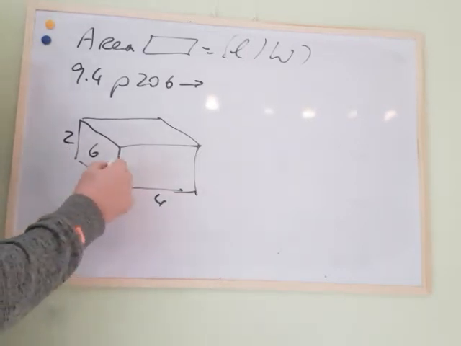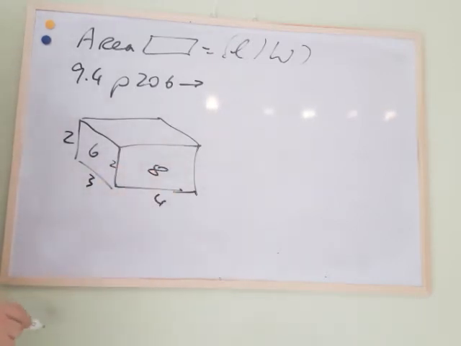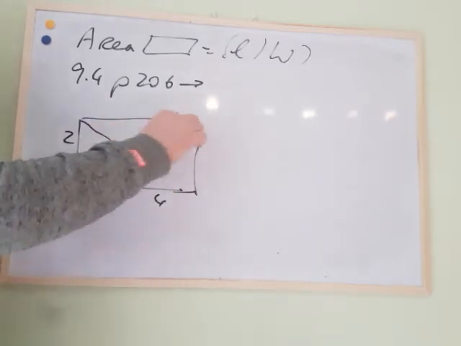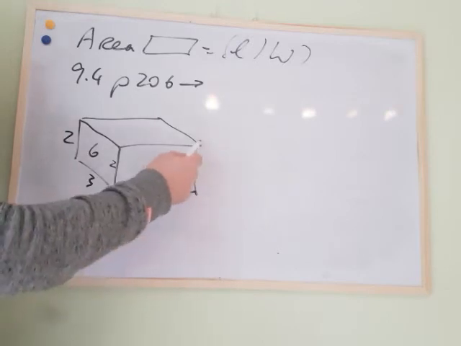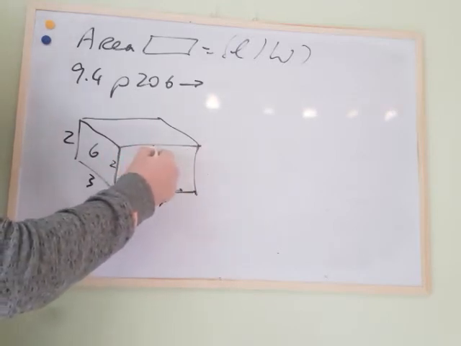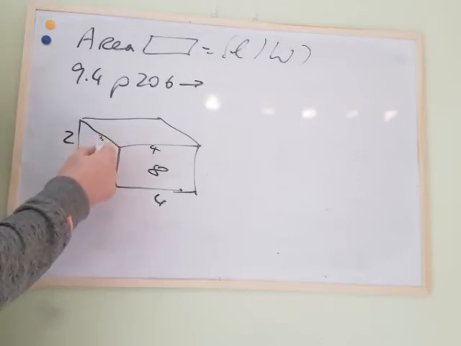This is 2, so that means this is 2. This is 2 by 4, which is 8. And then what about the top bit? Well, I don't have any lengths here, but I do. This length here is 4, which means this length here is also 4. And this length is 3, so this length is 3.